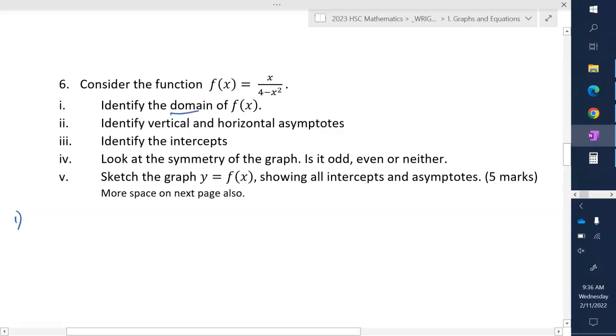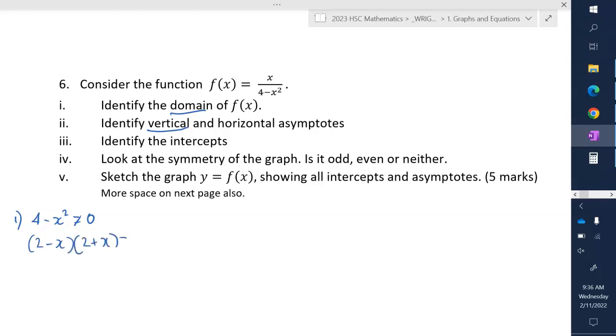The domain and the vertical asymptotes are pretty much the same thing. When we're working out the domain, we're going to find the vertical asymptotes. You're looking at the bottom line, where we can't divide by 0. So 4 minus x squared can't equal 0. It's a difference of 2 squares, or you might have taken your 4 over to the other side. I'm going to write it as the difference of 2 squares.